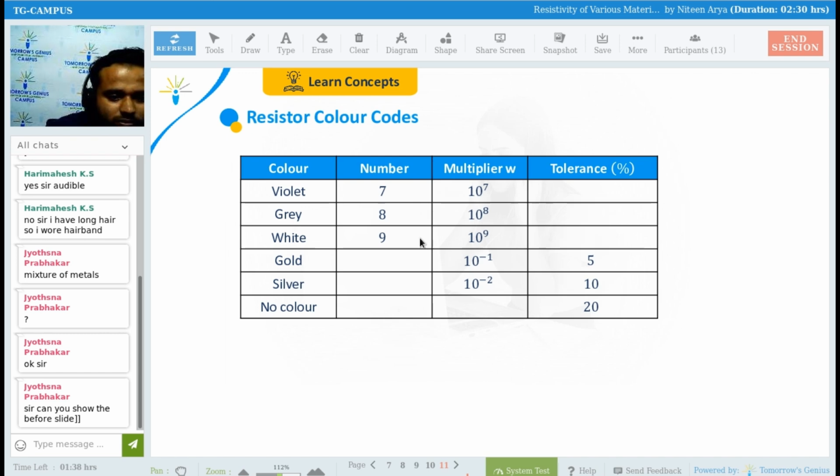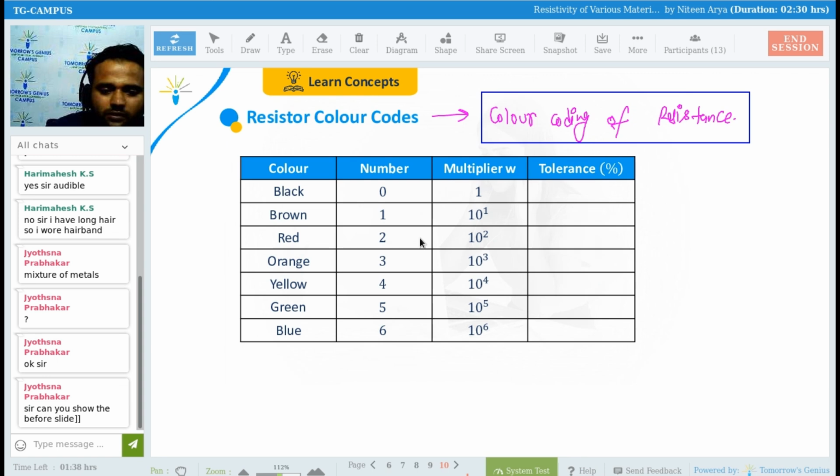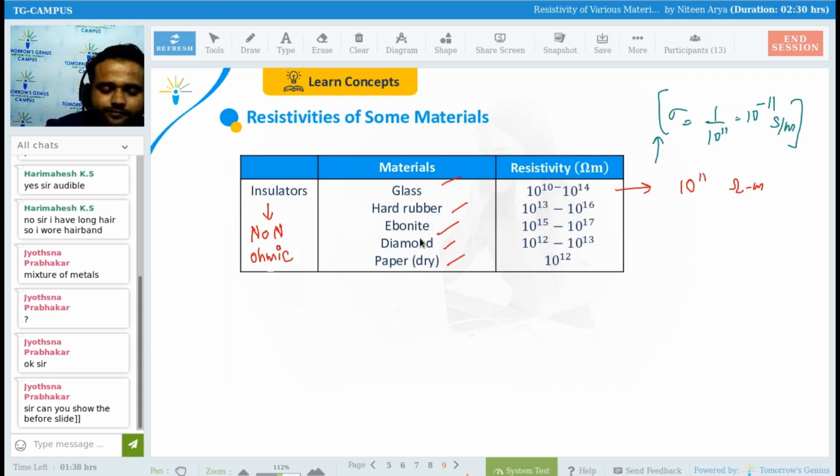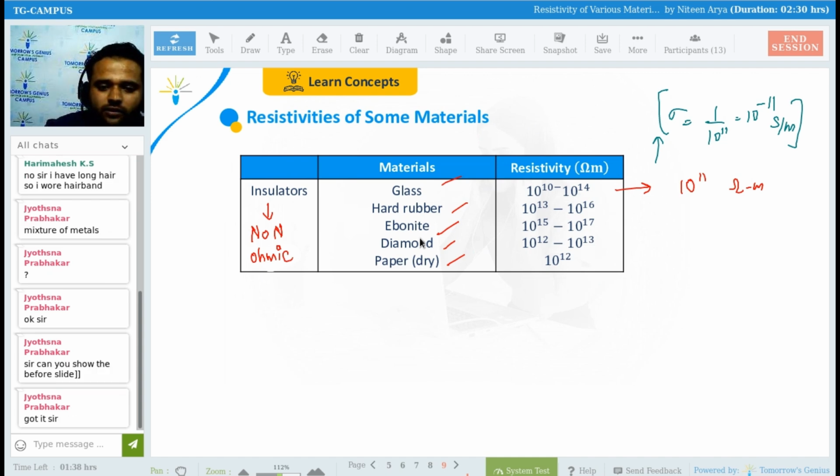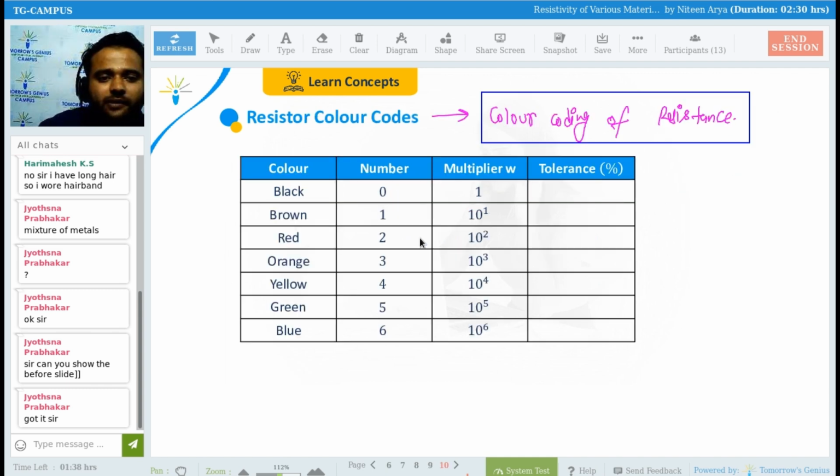Okay. Sir, can you show the before slide? Which slide better? This one or this one? Which particular slide you are talking about? Jyotsna, this one or the next one? Got it. Okay. So, how you can rhyme it out?